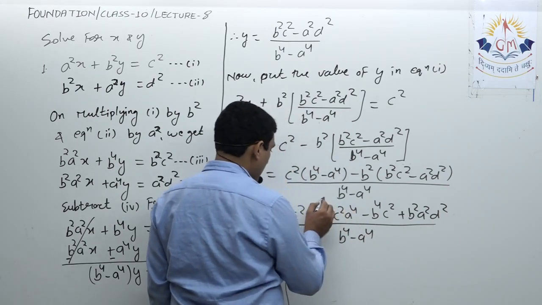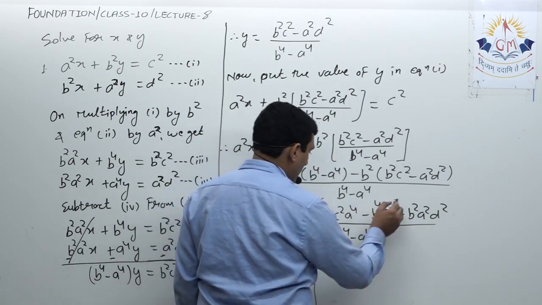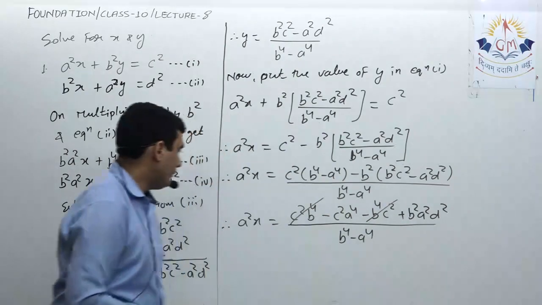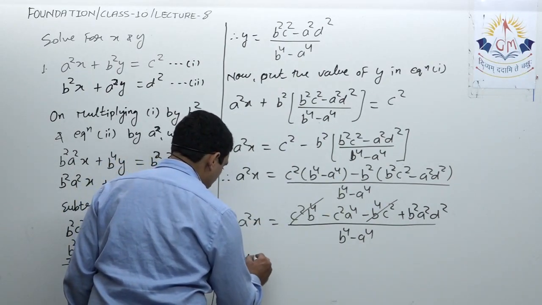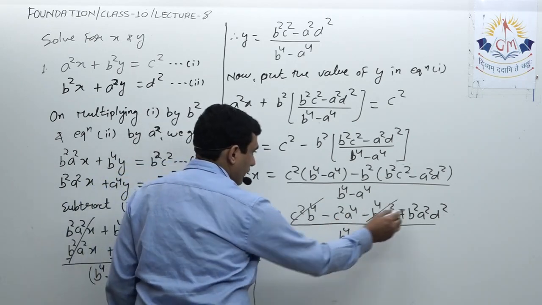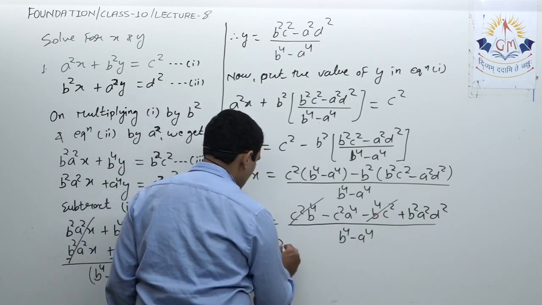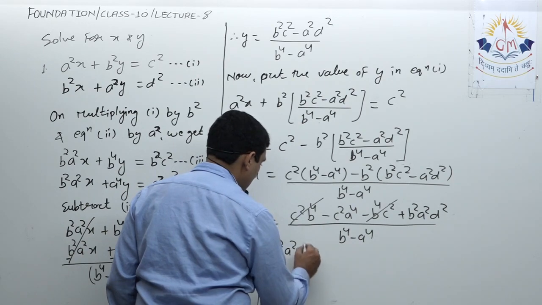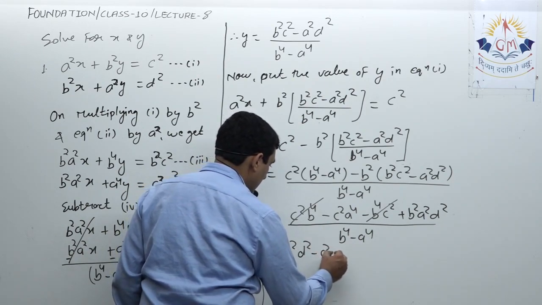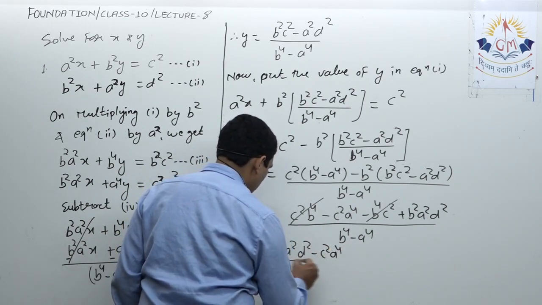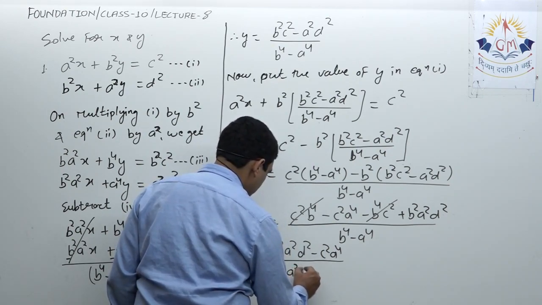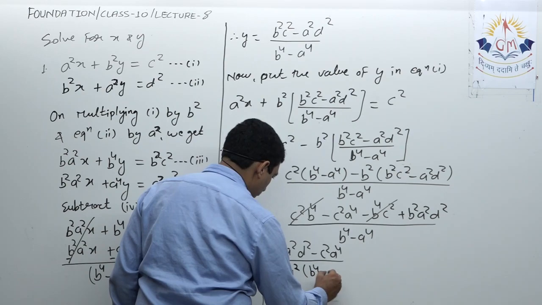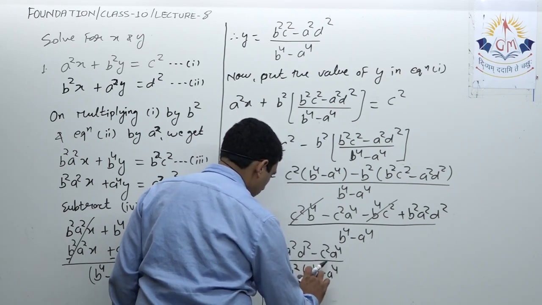See, we can cancel this c square b raised to 4 with c square b raised to 4. So almost we came to the answer. Now x is equal to, writing first b square a square d square minus c square a raised to 4, divided by, since I took a square over here, b raised to 4 minus a raised to 4.